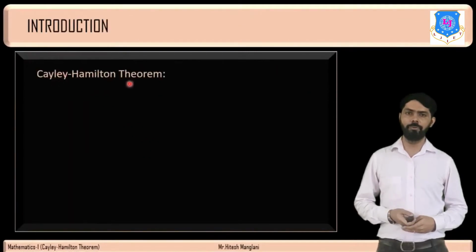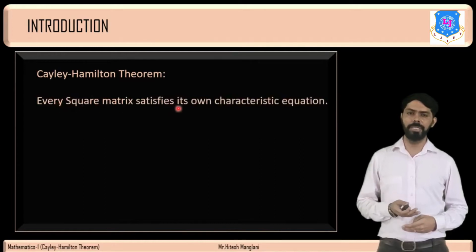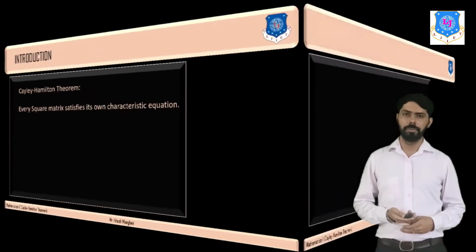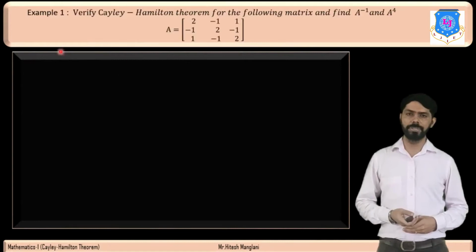So today we will discuss the topic Cayley-Hamilton theorem of the chapter System of Linear Equations and Matrices. The statement of Cayley-Hamilton theorem is: every square matrix satisfies its own characteristic equation. Now we will discuss an example of Cayley-Hamilton theorem.